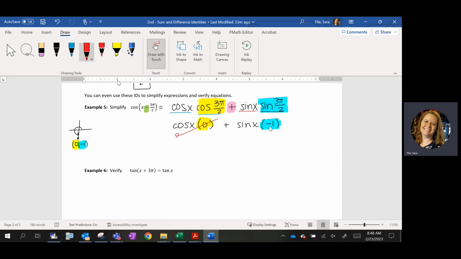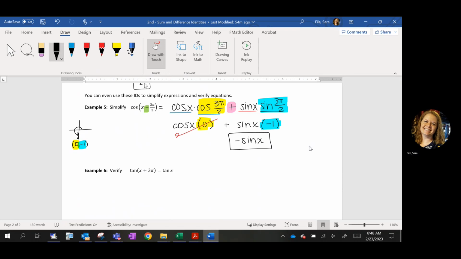What happens when I multiply by a -1? Yeah, it just changes the sign. It was positive, so now it's negative sine of x. So I simplified that down to just negative sine of x. Do you feel okay about that?